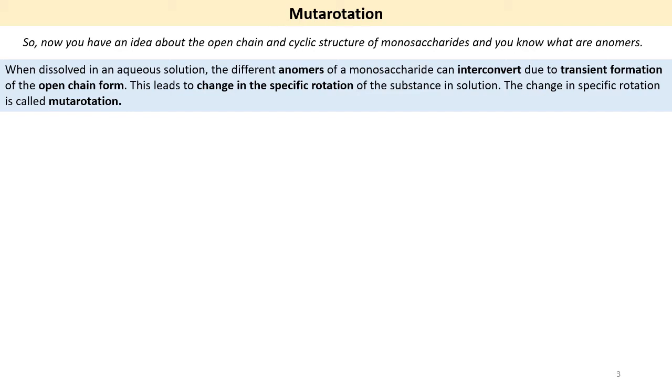Actually it will generate a mixture of both the anomers through the formation of the open chain, and the specific rotation of one anomer is different from the specific rotation of the other anomer. So when this happens, the specific rotation is changed. Okay, this change in specific rotation is called mutarotation, that is change in rotation. All reducing sugars except for a few ketones show mutarotation in amphiprotic solvents. What are amphiprotic solvents? They are the solvents which can generate proton and which can take up proton.